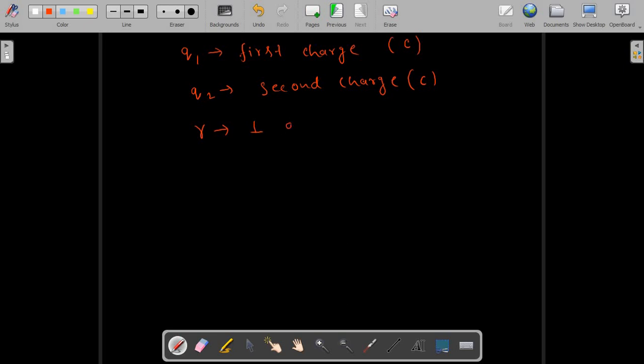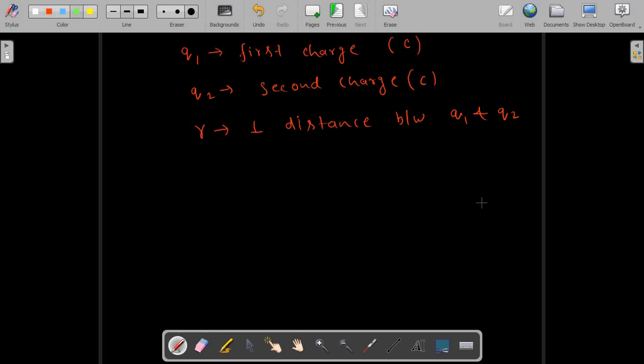It is the perpendicular distance, not the radius. It's the perpendicular distance between Q1 and Q2. If it's R, that does not mean that it's a radius. It is a perpendicular distance between Q1 and Q2. So this is Coulomb's law.